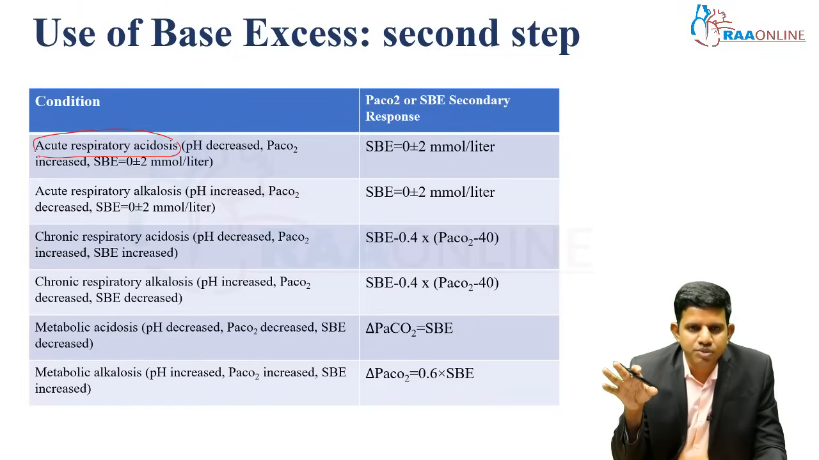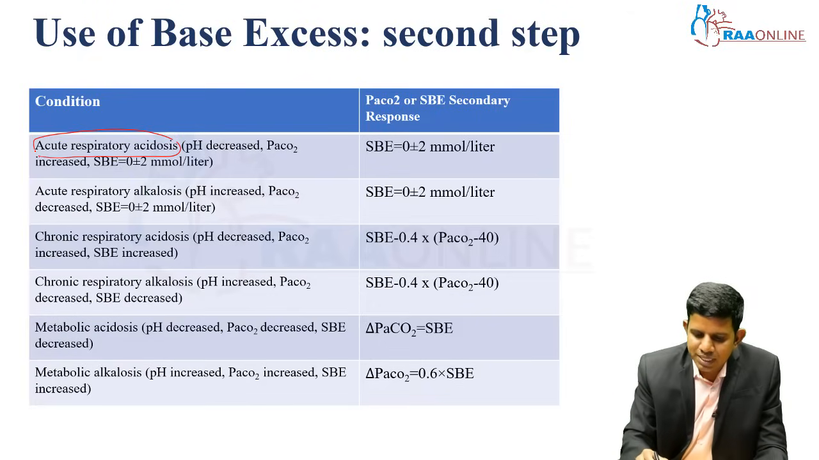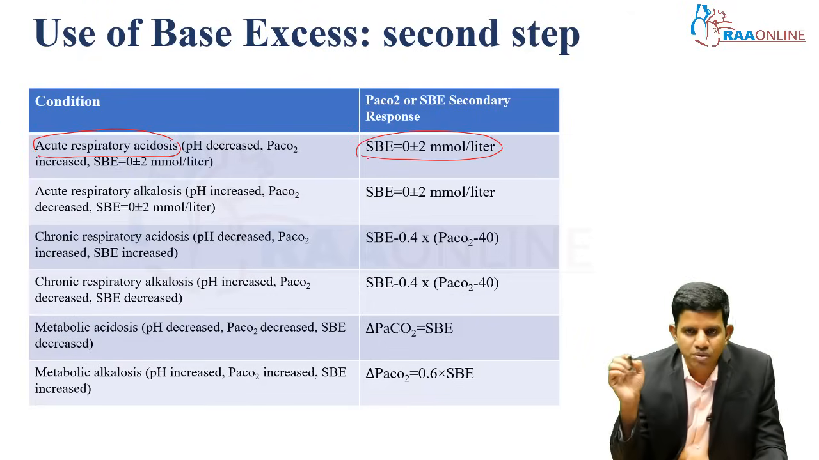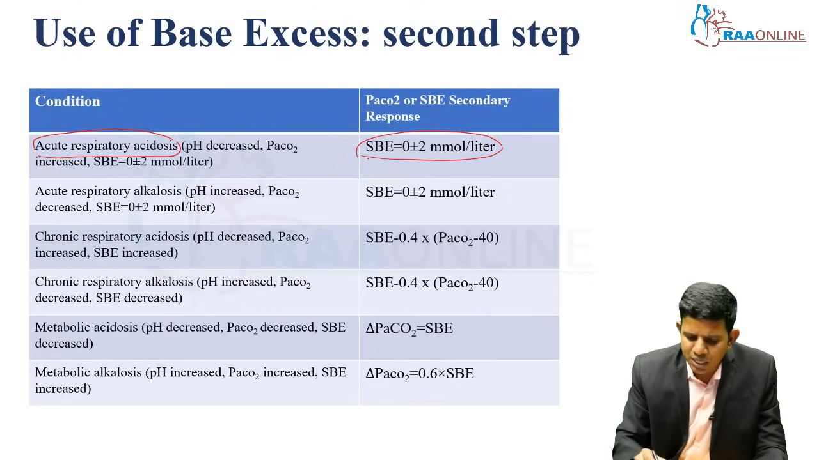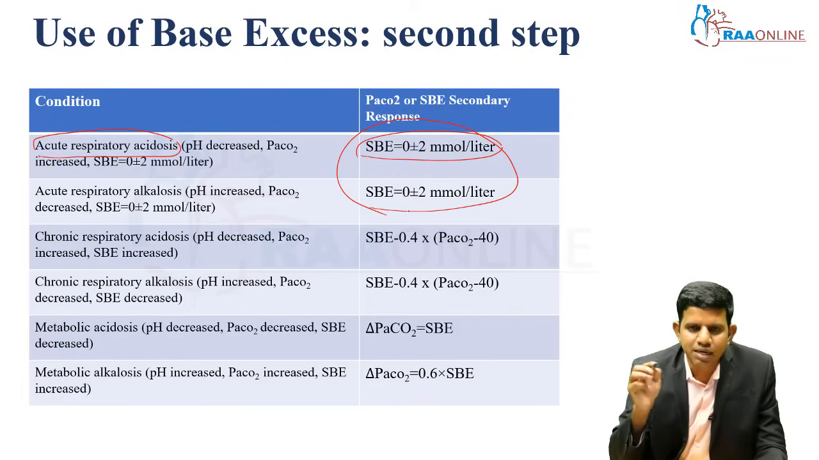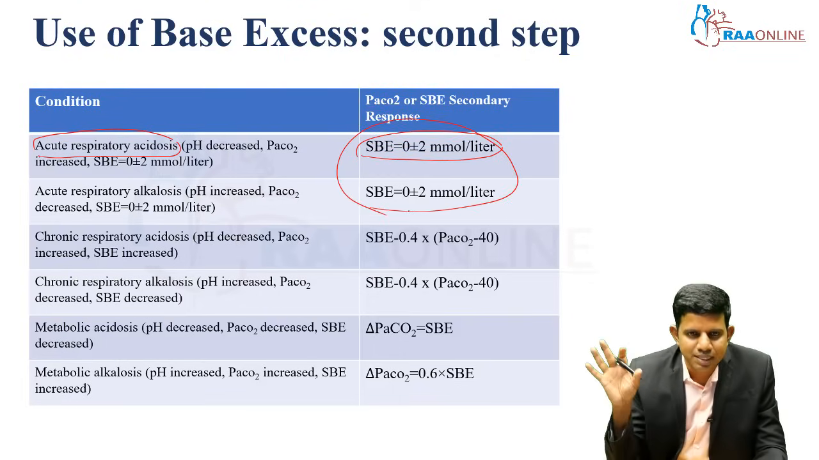In acute respiratory acidosis, the renal compensation won't occur. That is, you won't see any changes in the standard bicarbonate, because the standard bicarbonate is not respiratory dependent. So in acute respiratory acidosis and respiratory alkalosis, you won't see any changes in the standard bicarbonate. There is no secondary response.